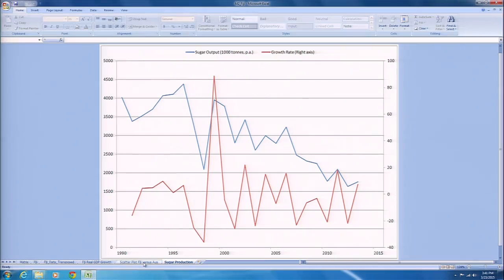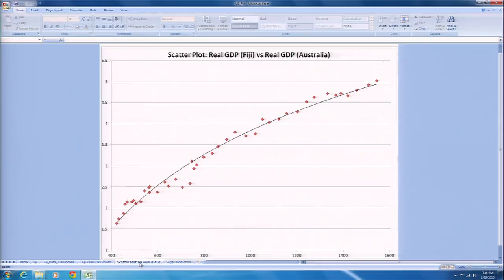Now, let me just show you a revealing scatter plot. This scatter plot is revealing because it's a scatter plot of real GDP of Fiji against the real GDP of Australia, an XY plot, and it's clearly suggesting that there is some sort of relationship between the real GDP of Australia and the real GDP of Fiji. Now, we've imposed this by simply doing a scatter plot. It might not be true.